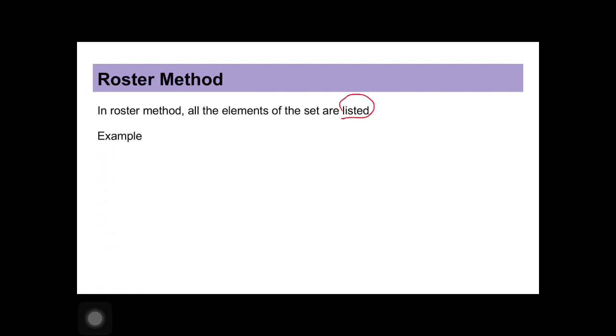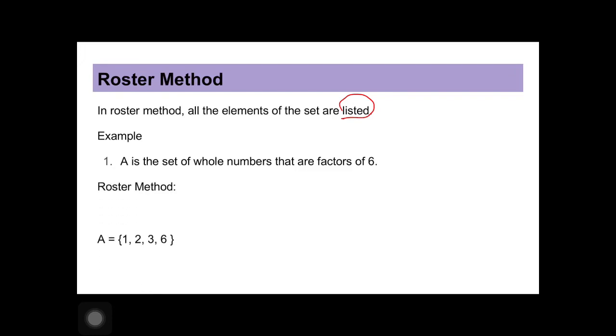Okay, for example, A is the set of whole numbers that are factors of 6. So roster method, it would be A is equal to 1, 2, 3, and 6. So when you say factors, those are two numbers that when you multiply, it gives you a product of 6. Okay, this one is arranged from the smallest number to the biggest number.